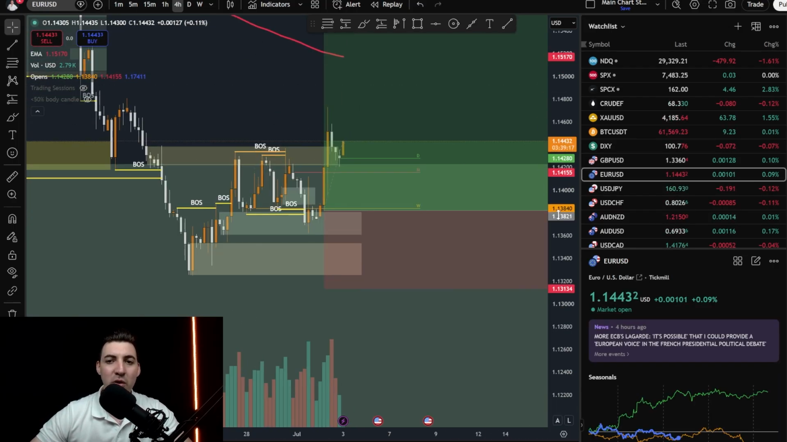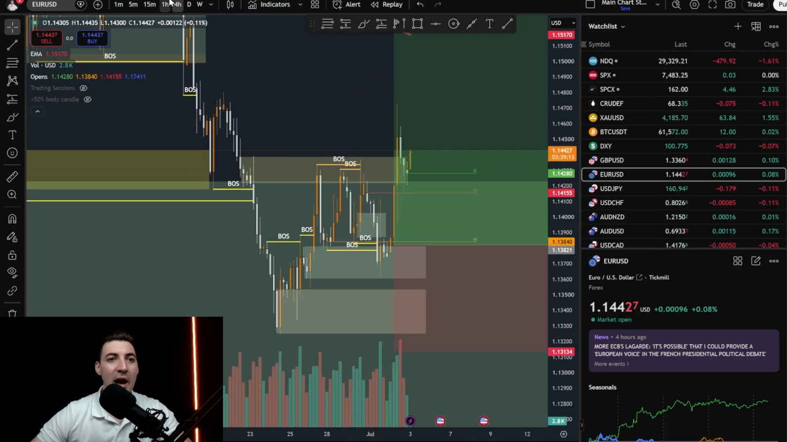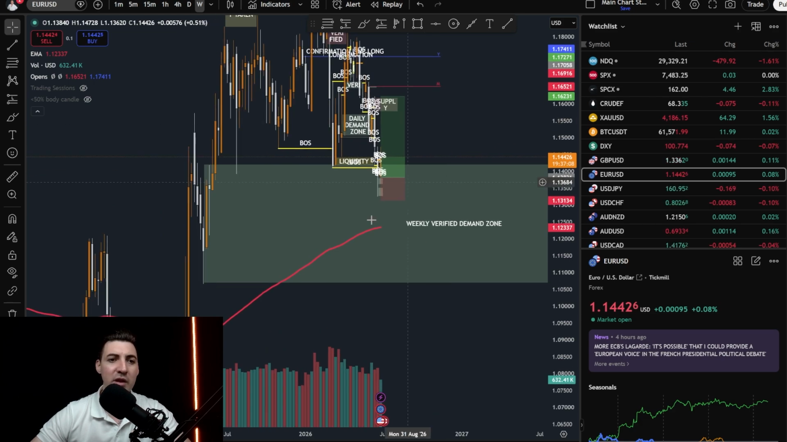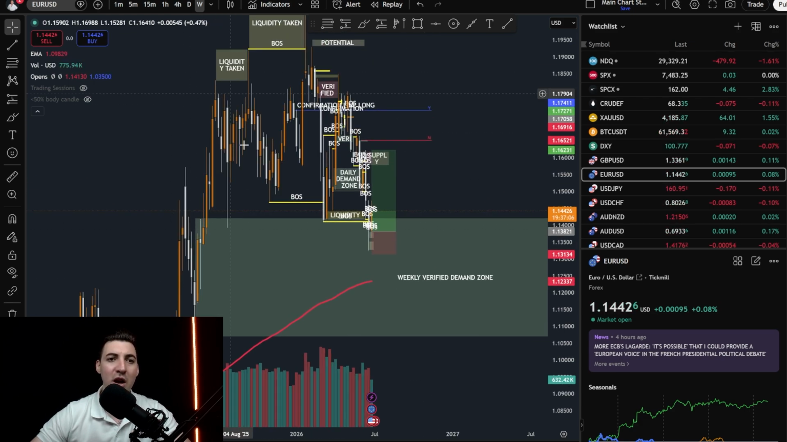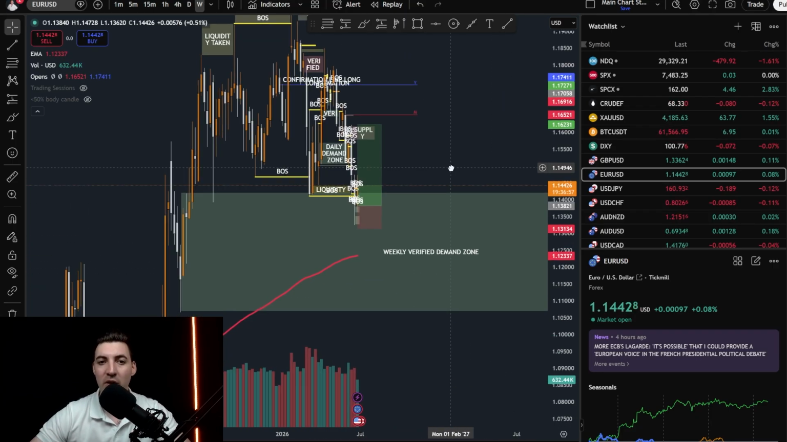Heading over to euro dollar. Yes, I'm in a very big trade on this one at the moment. Let me zoom out to the week. Again, we have just seen that the euro dollar has been pushing up quite aggressively, and then we ended up in this kind of consolidation, and we started to see some breaks of structure into the downside.